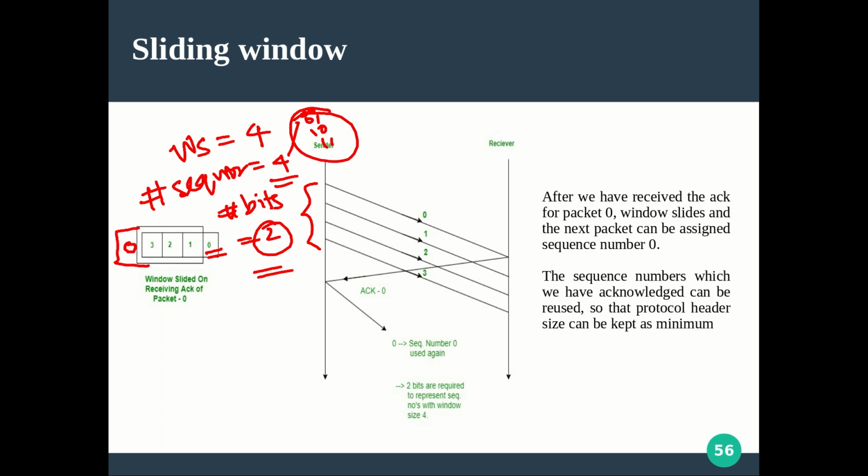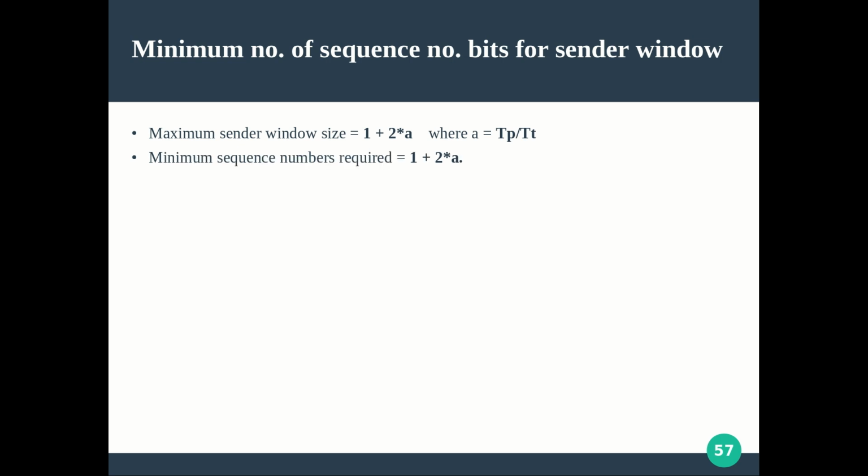So the sequence numbers which have been acknowledged can be reused, right? That is what happened. The 0 we reused, so that the protocol header size can be kept minimum by minimizing the number of bits in the sequence number field. Now some theoretical background. The maximum sender window size is 1 plus 2a, where a is tp plus tt. In the previous example it was 4, and if 1 plus 2a gives you 4, that could be the minimum number of sequence numbers required. And this is from the sender window point of view.